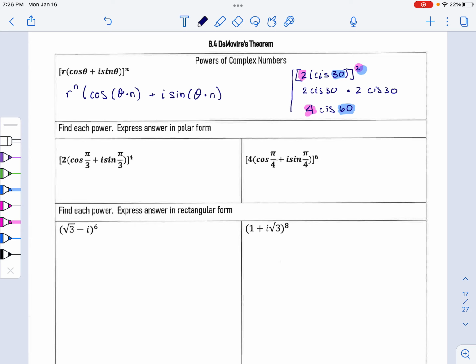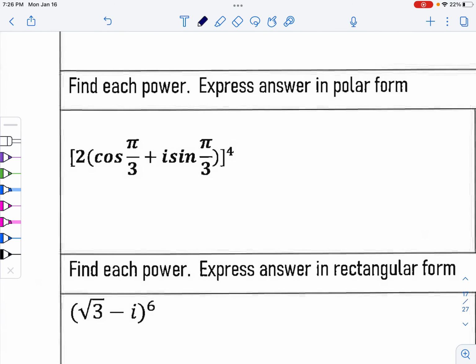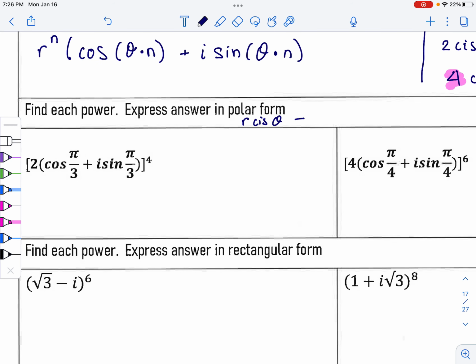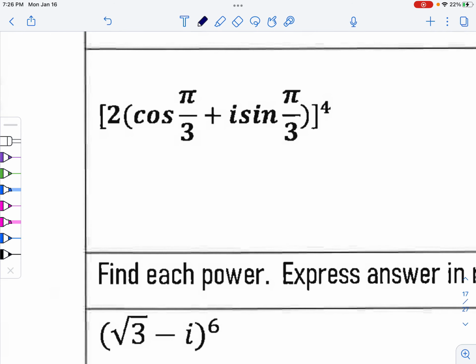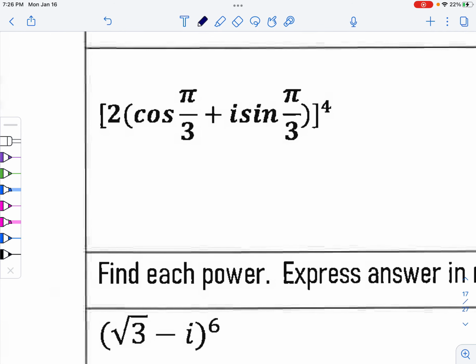So let's zoom in. Let's do the nice ones first. These first 2 examples say express the answer in polar form, which means leave it in your r cis theta, or you can write that totally out as r times cosine theta plus i sine theta. Whatever makes you more comfortable. It does not matter. They mean the exact same thing. What we're going to do here, as I showed you above in DeMoivre's theorem, is take the radius that was given and take that to the exponent of 4. Once we do 2 to the 4th, this comes out as 16.